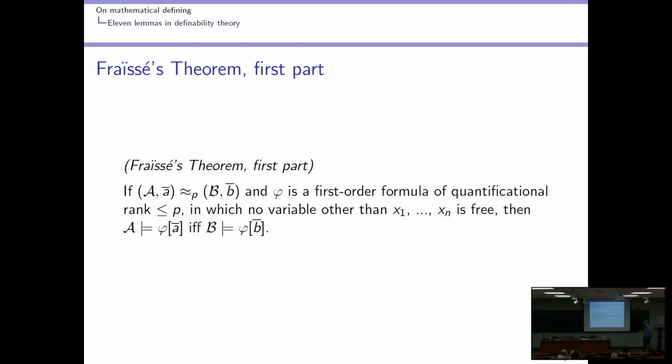When I say that these structures with the corresponding assignment of variables, A bar and B bar, agree with respect to those phi's, I am saying that either they are both false or they are both true. They cannot have distinct truth values, false in A and true in B, and so on. So they agree.